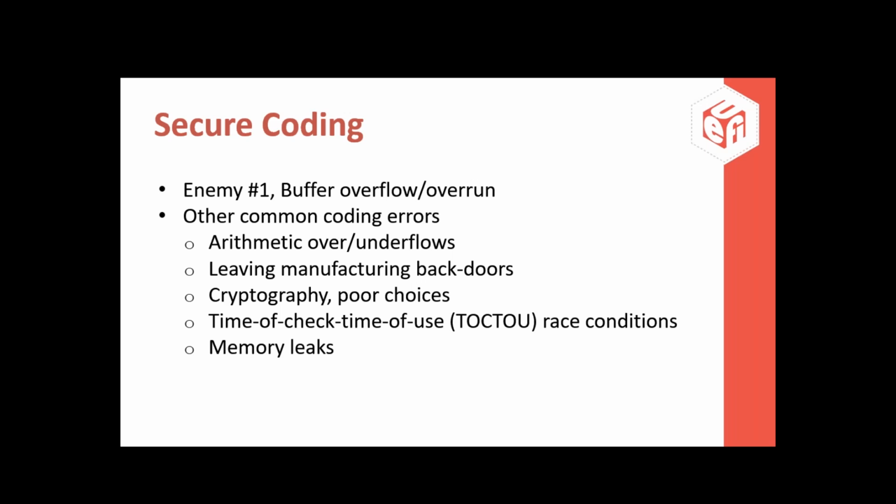So this is the number one thing. It's the cause of nearly every failure out there, at least the initial step in those failures, or the vulnerabilities. So please look for these. Use CopySafe services to copy data around. Other common coding errors that cause problems: arithmetic overflows and underflows, similar to buffer overflows, and leaving in manufacturing backdoors.